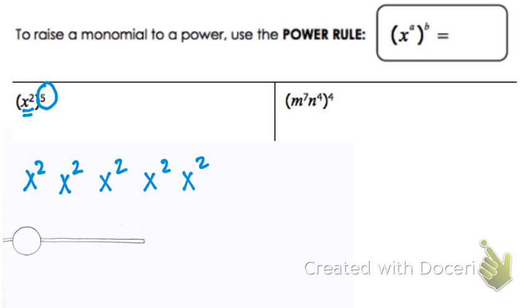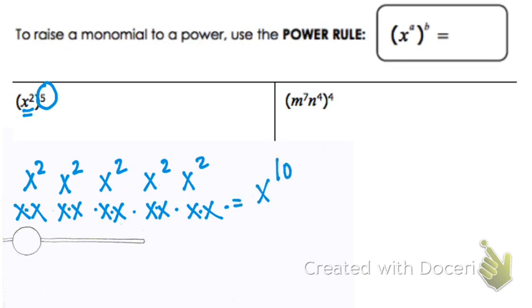And if you think of that, x squared is just x times x. So all of these x's are being multiplied together. And in total, if you count them out, you'll see that there are 10 x's being multiplied together. So x squared to the fifth power equals x to the 10th.